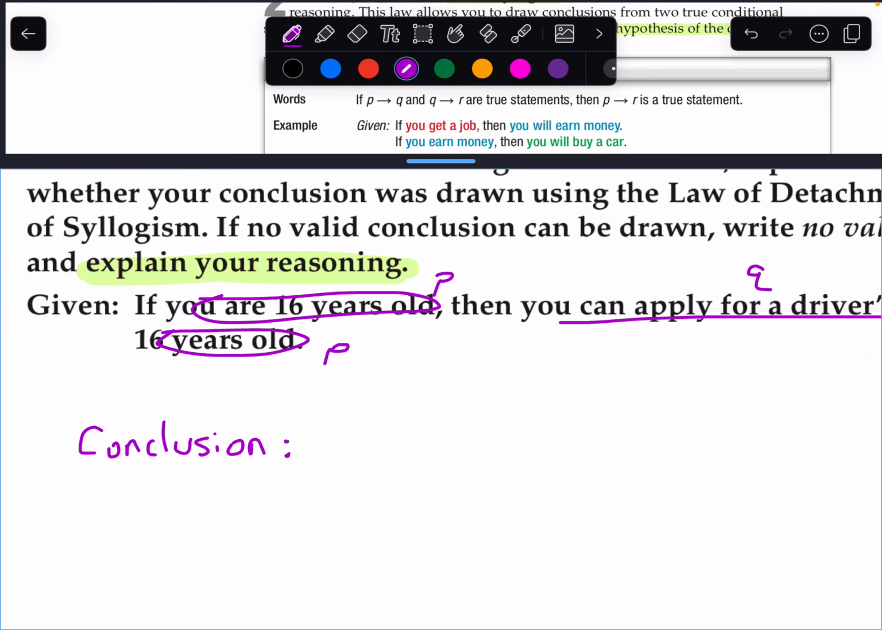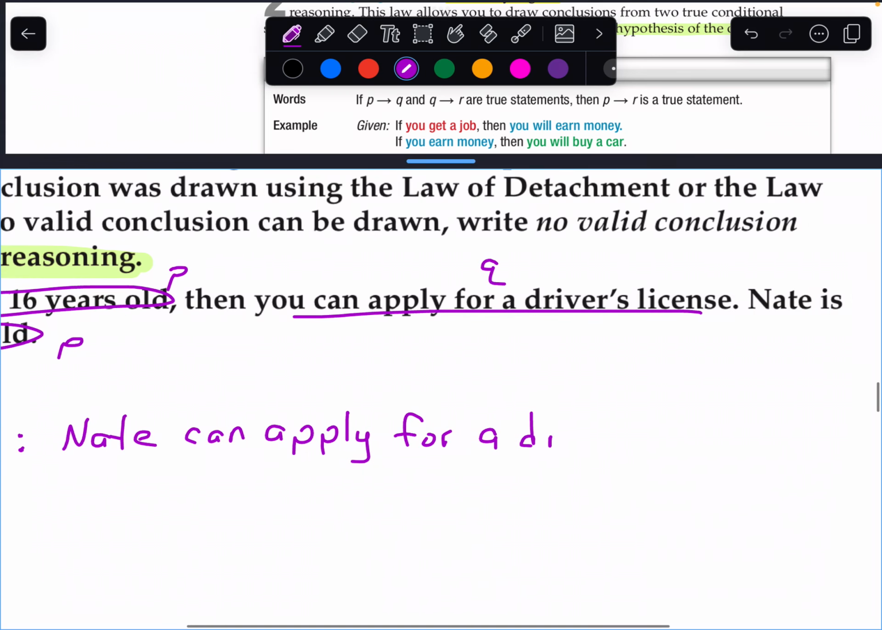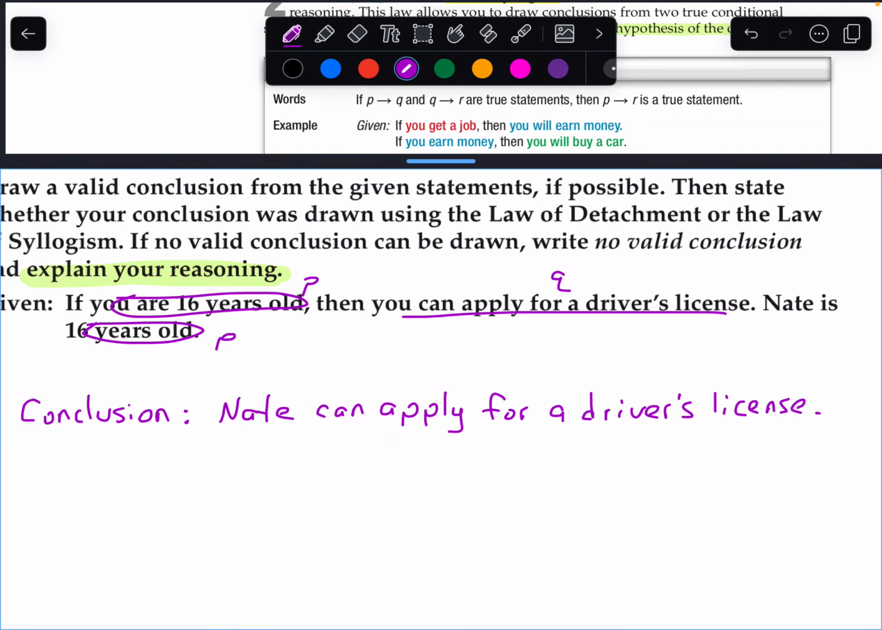So Nate is 16. That means Nate can apply for a driver's license. Never mind that he has to get a learner's permit first. How do we know that's true? By law of detachment.